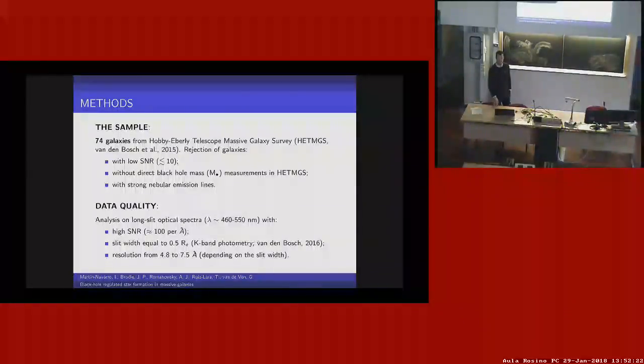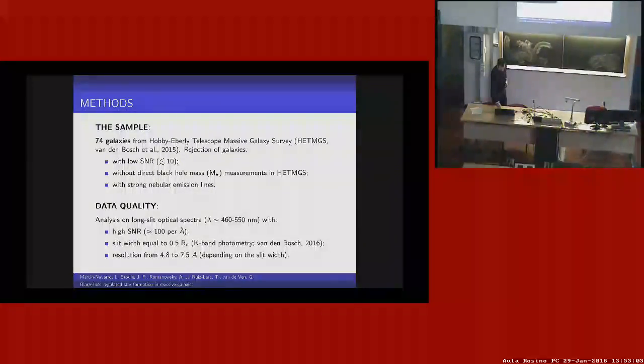The effective radius was taken from literature, in particular from measures obtained by Van den Bosch on the infrared K-band photometry. They chose this particular value for the slit width because, according to them, it's large enough to allow them in the future to compare their results with simulations, and at the same time small enough to ensure that they are looking at in situ star formation.